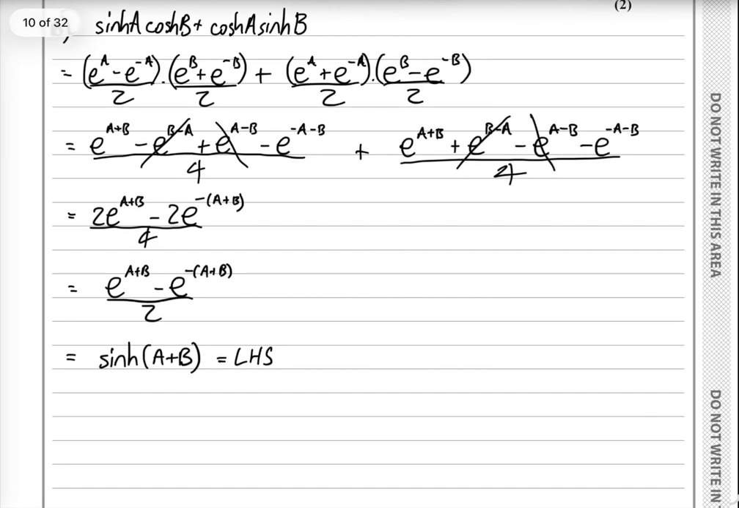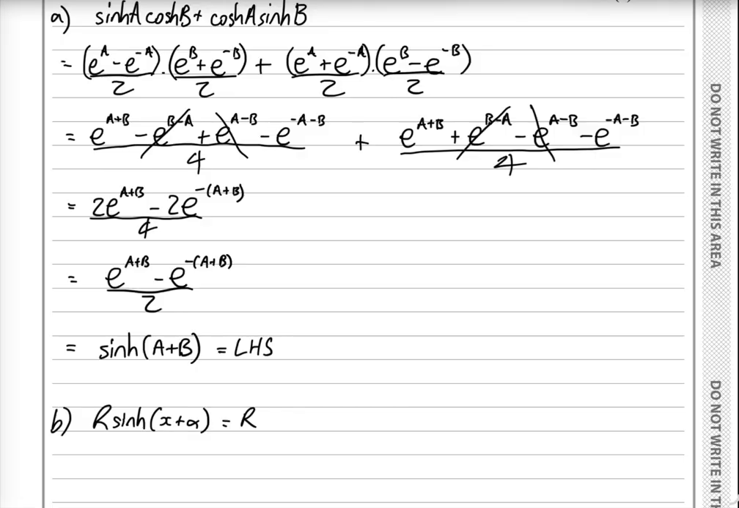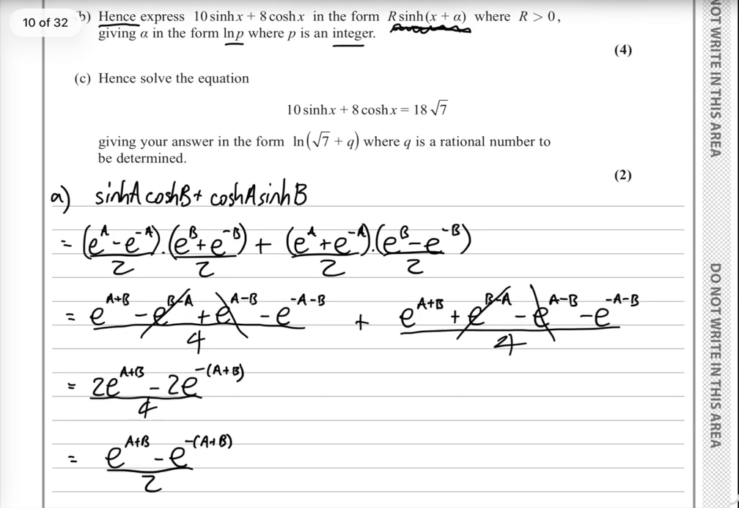So r sinh x plus alpha is equal to r lots of, at the top of the screen there, sinh x cosh alpha plus r lots of cosh x sinh alpha. And the thing we're trying to express is 10 sinh x plus 8 cosh x.